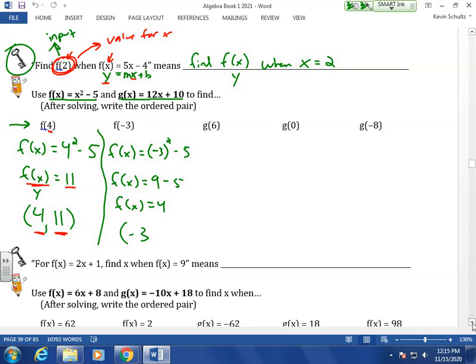So our ordered pair: -3 is what we plugged in for x, and 4 is what we got for y. The ordered pair is (-3, 4).